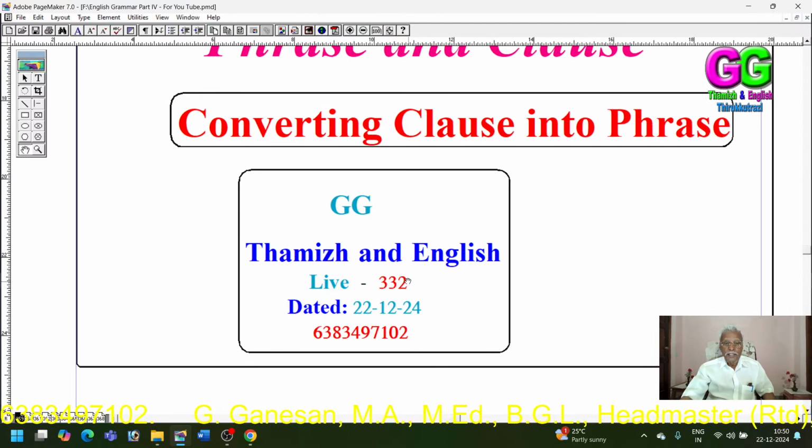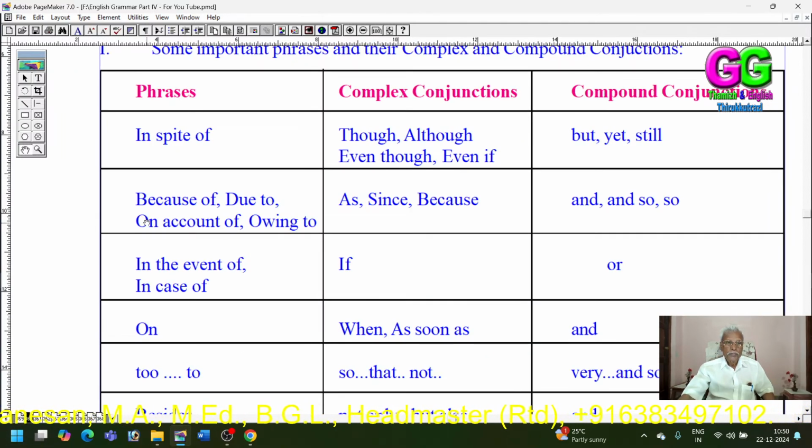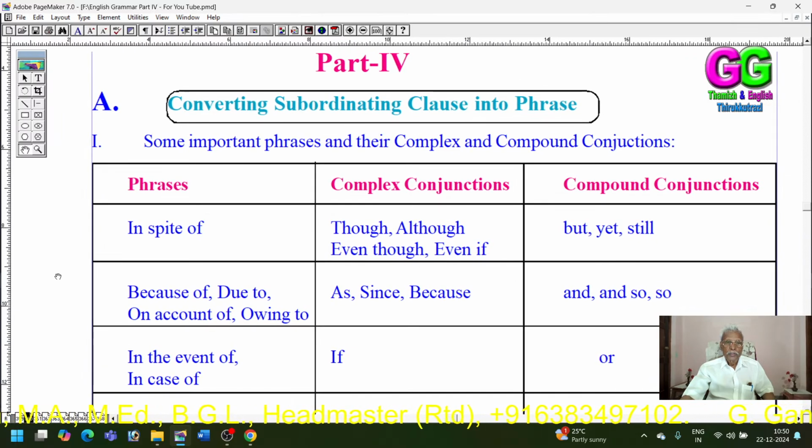Line 332, dated 22/12/2024. Converting subordinate clause into phrase. That is to say, some important phrases and their complex and compound conjunctions.